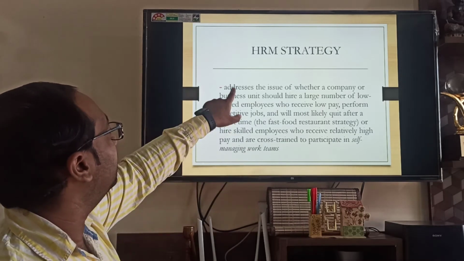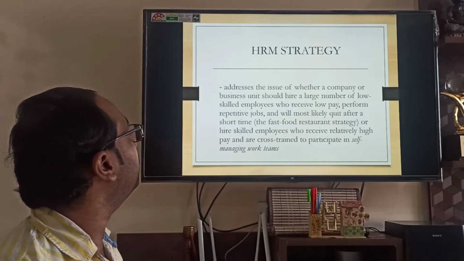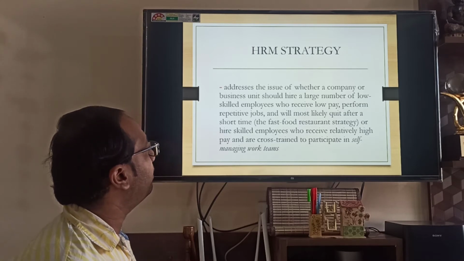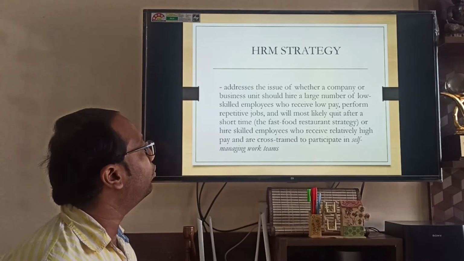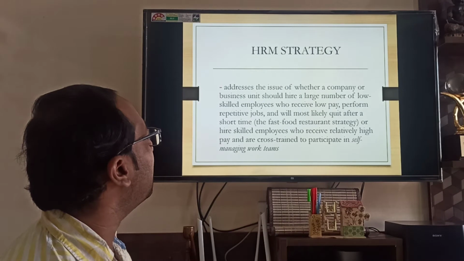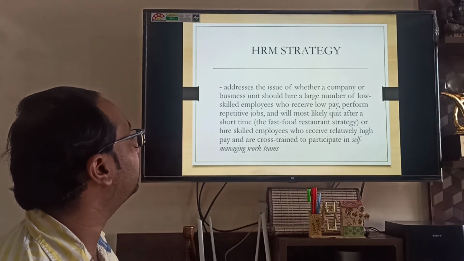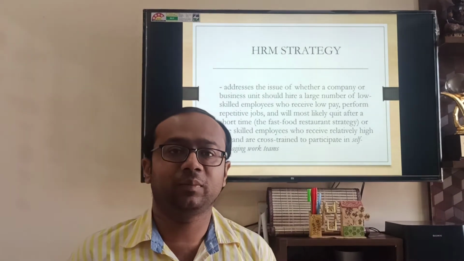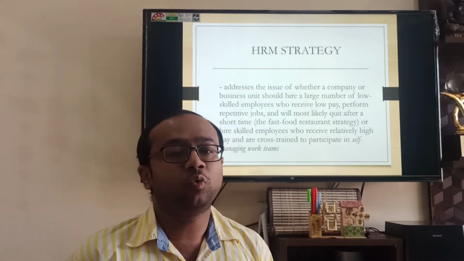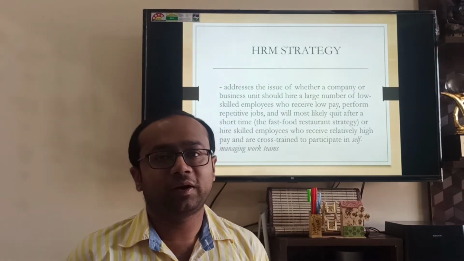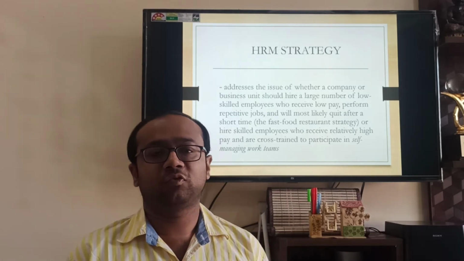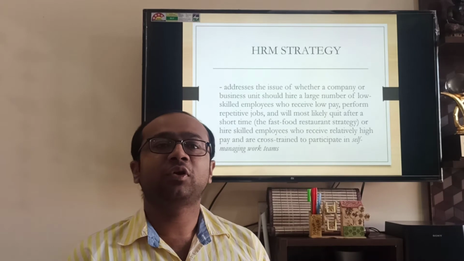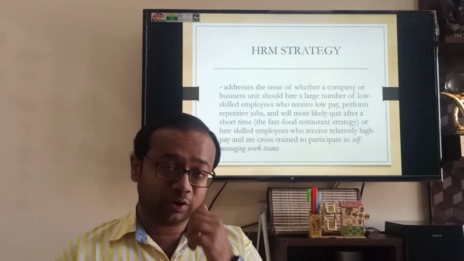HRM strategy. It addresses the issue whether a company or business unit should hire a large number of low-skilled employees who receive low pay, perform repetitive jobs, and will most likely quit after a short time, as in the fast food restaurant strategy, or hire skilled employees with high pay and trained in self-managing work teams. So two kinds can be there. When the job is repetitive, like, I gave the example of fast food chain delivery or your Zomato, Swiggy kind of things, or even your call center, where the job is kind of a mundane job.